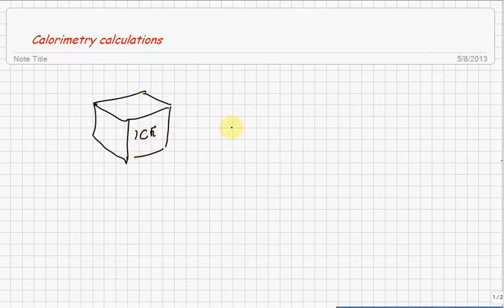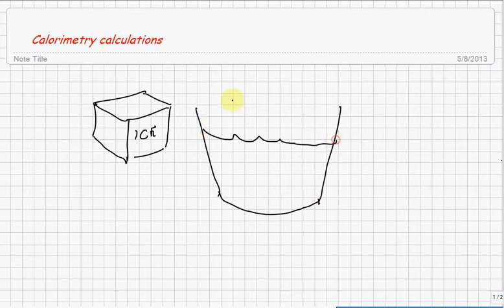Okay, in this module we are going to do a calorimetry calculation with a phase change. So let's take a look at a situation where we have an ice cube, and the ice cube is going to be deposited into some quantity of warm water. And we're going to do the calculation as to what happens here.